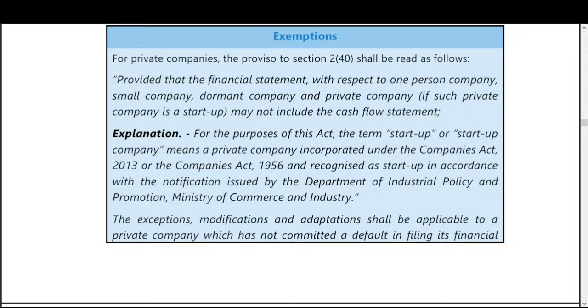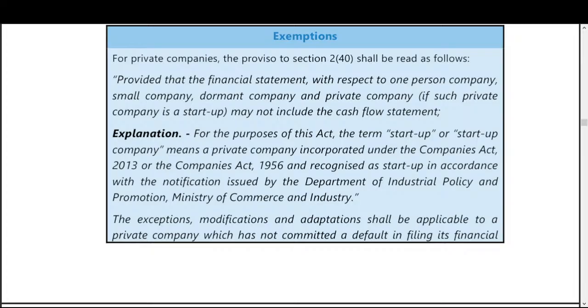Explanation: for the purpose of this Act, the term startup or startup company means a private company incorporated under the Companies Act 2013 or the Companies Act 1956 and recognized as a startup in accordance with the notification issued by the Department of Industrial Policy and Promotion, Ministry of Commerce and Industry.